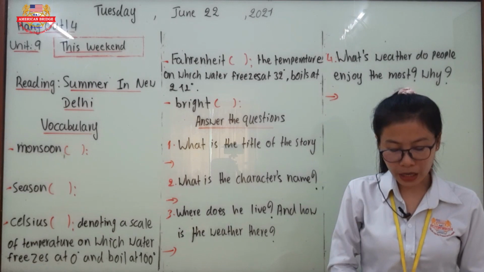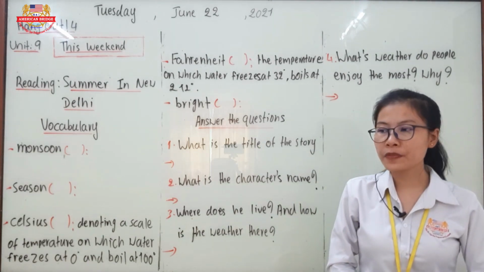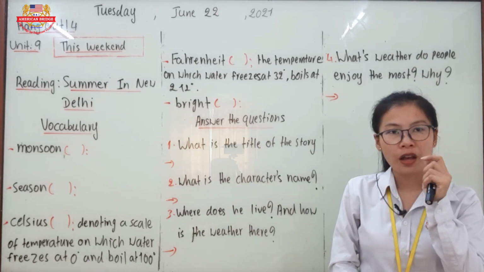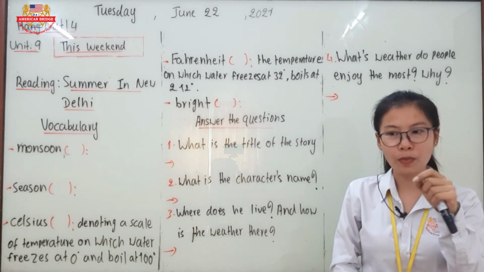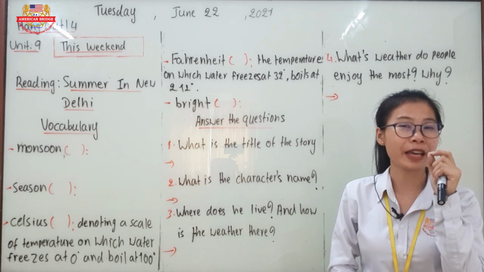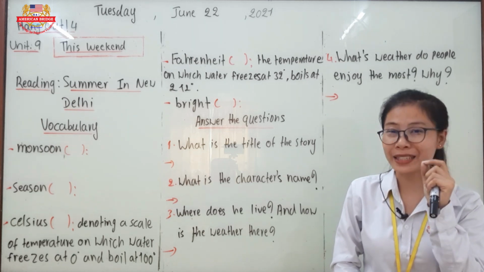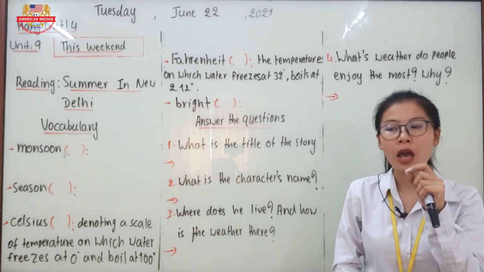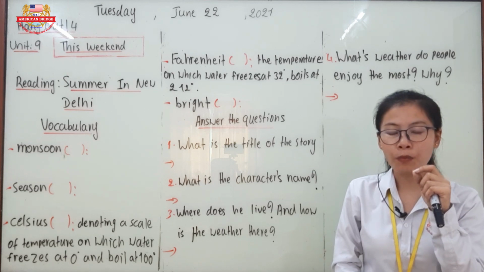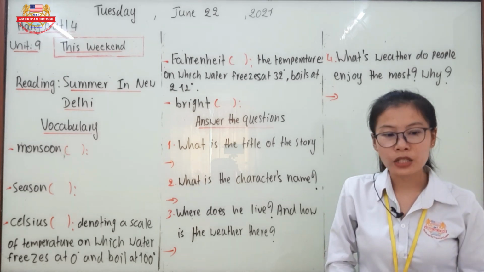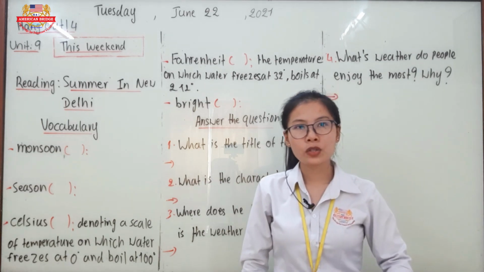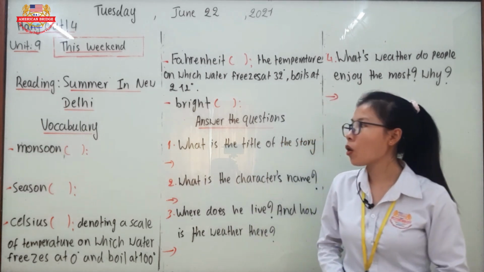Alright. Many people enjoy the monsoon rains because they bring cool temperatures, wash away the dust, and make the city bright and clean again. Dust here refers to tiny particles, small things that we cannot see with our own eyes. Sometimes we have to use a microscope, or look closer in order to see it. We call it dust.